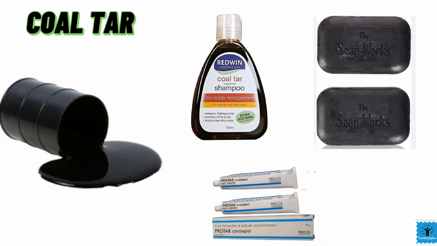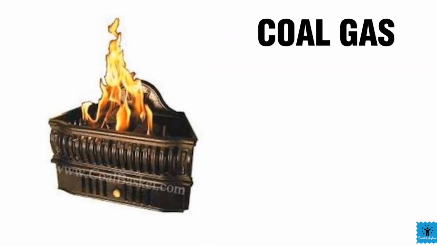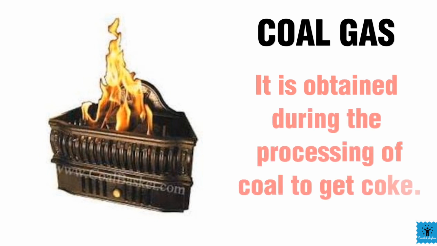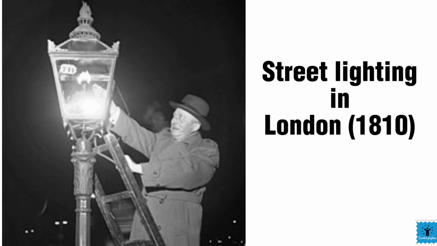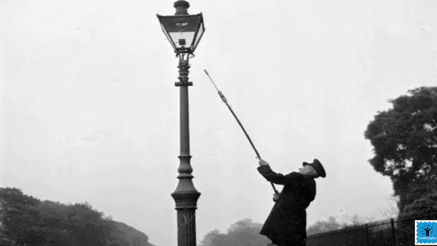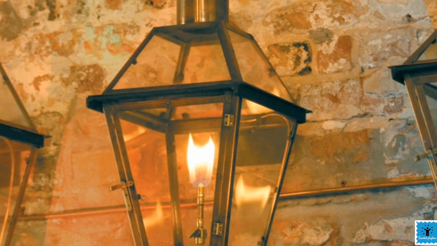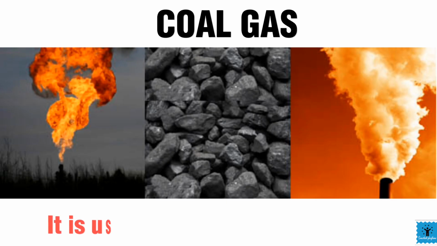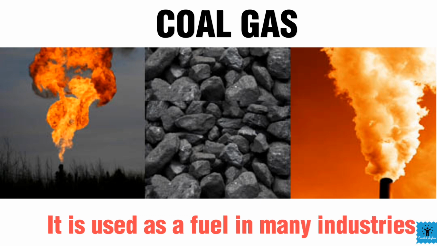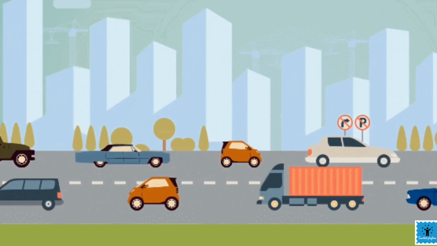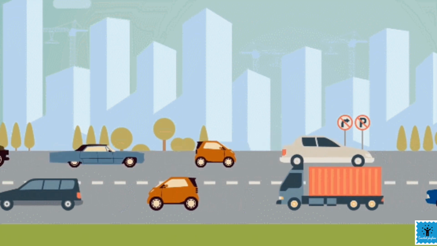Third important useful product is the coal gas. Coal gas is obtained during the processing of coal to get coke. Coal gas was used for street lighting for the first time in London in 1810 and in New York too, around 1820. But nowadays it is used as a source of heat rather than light. It is also used as fuel in many industries. We all know that all vehicles run on fuels.